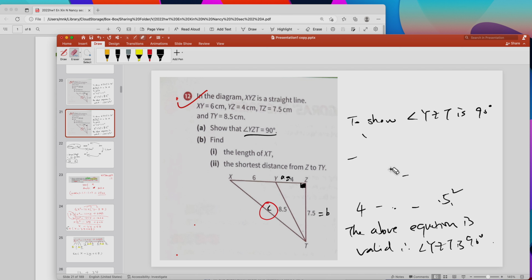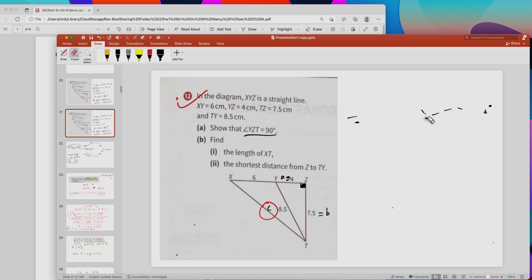I don't do it any other way. Even I know how to do this kind of question. I don't skip steps. I do it the way I teach you. What is that? A squared plus B squared equals C squared. Write down the right angle triangle. So which right angle triangle am I supposed to look at now? X, Z, T.